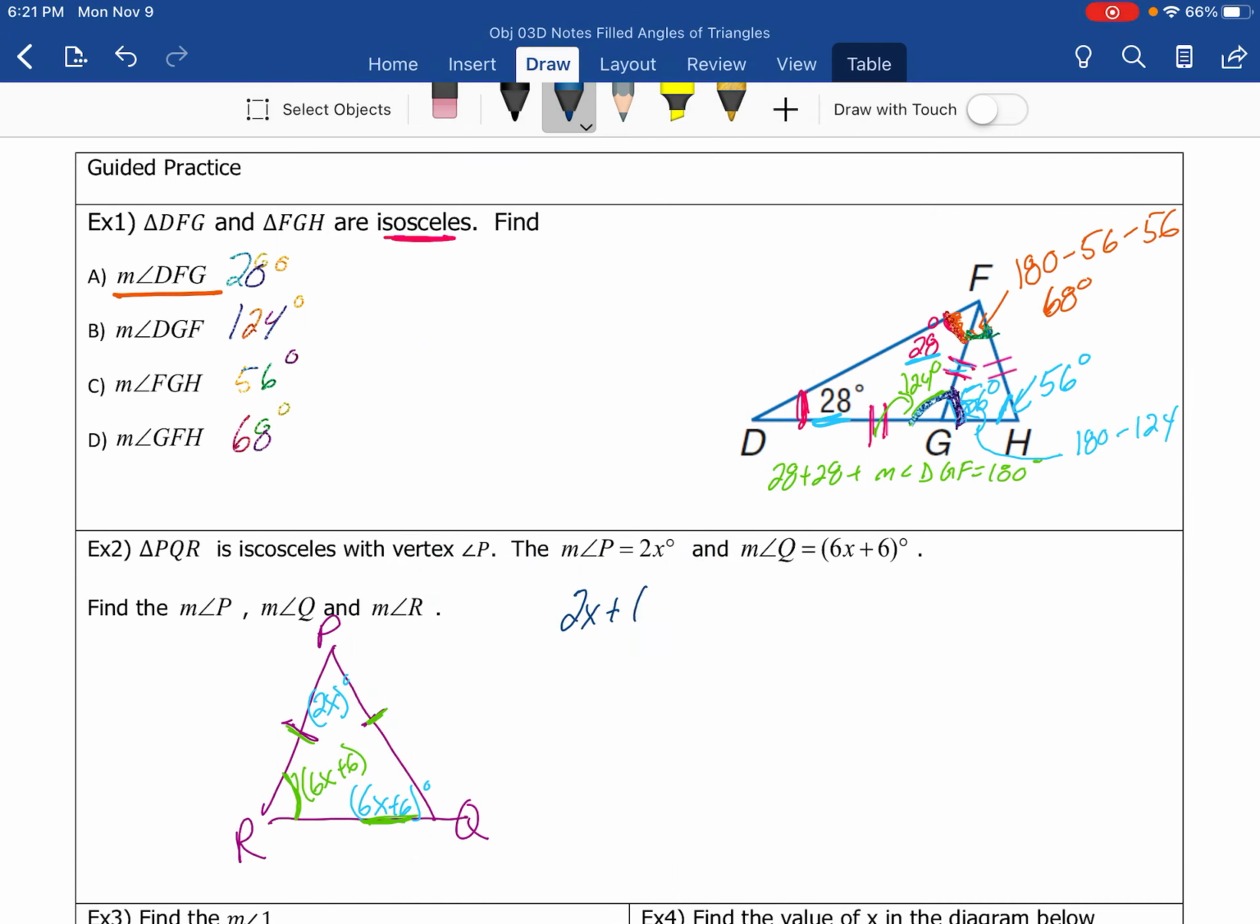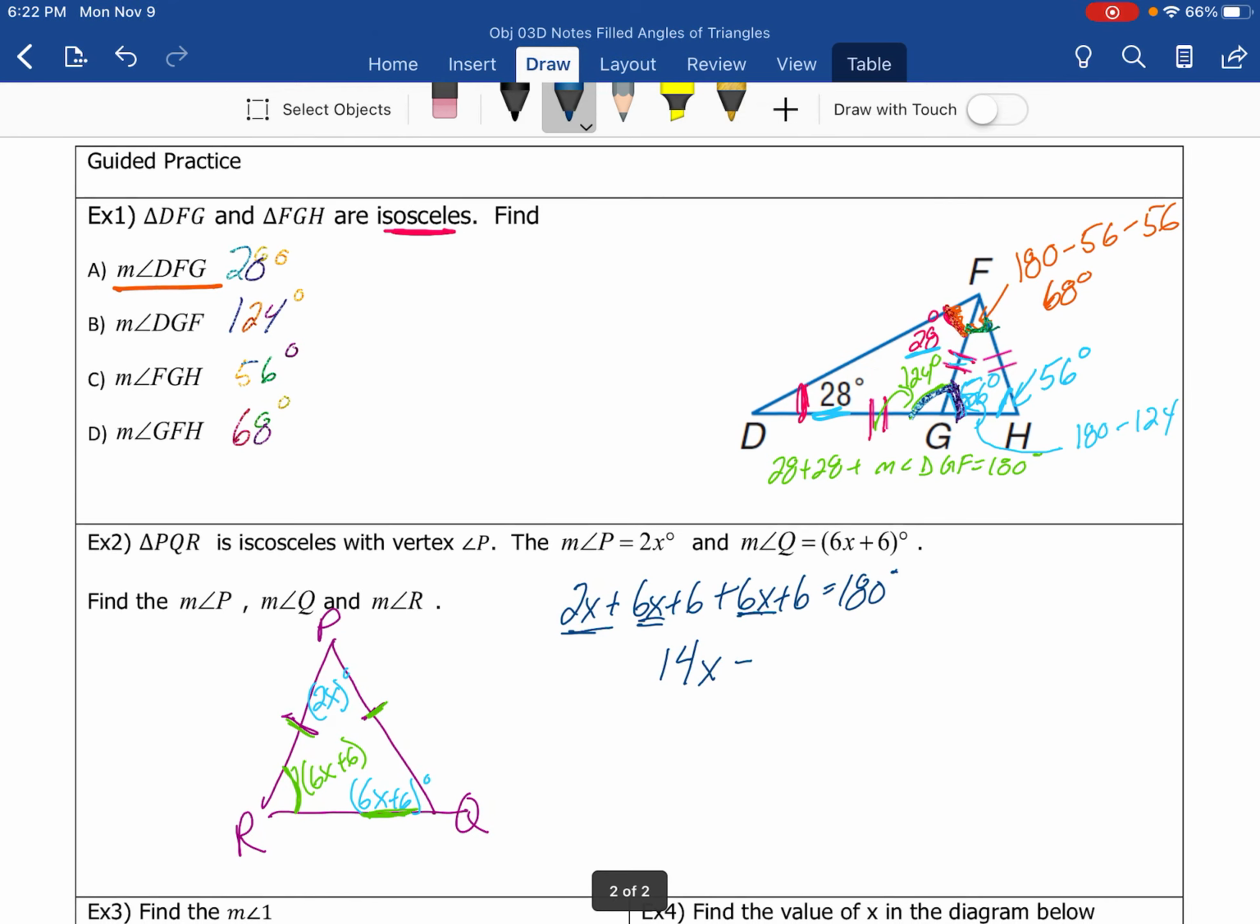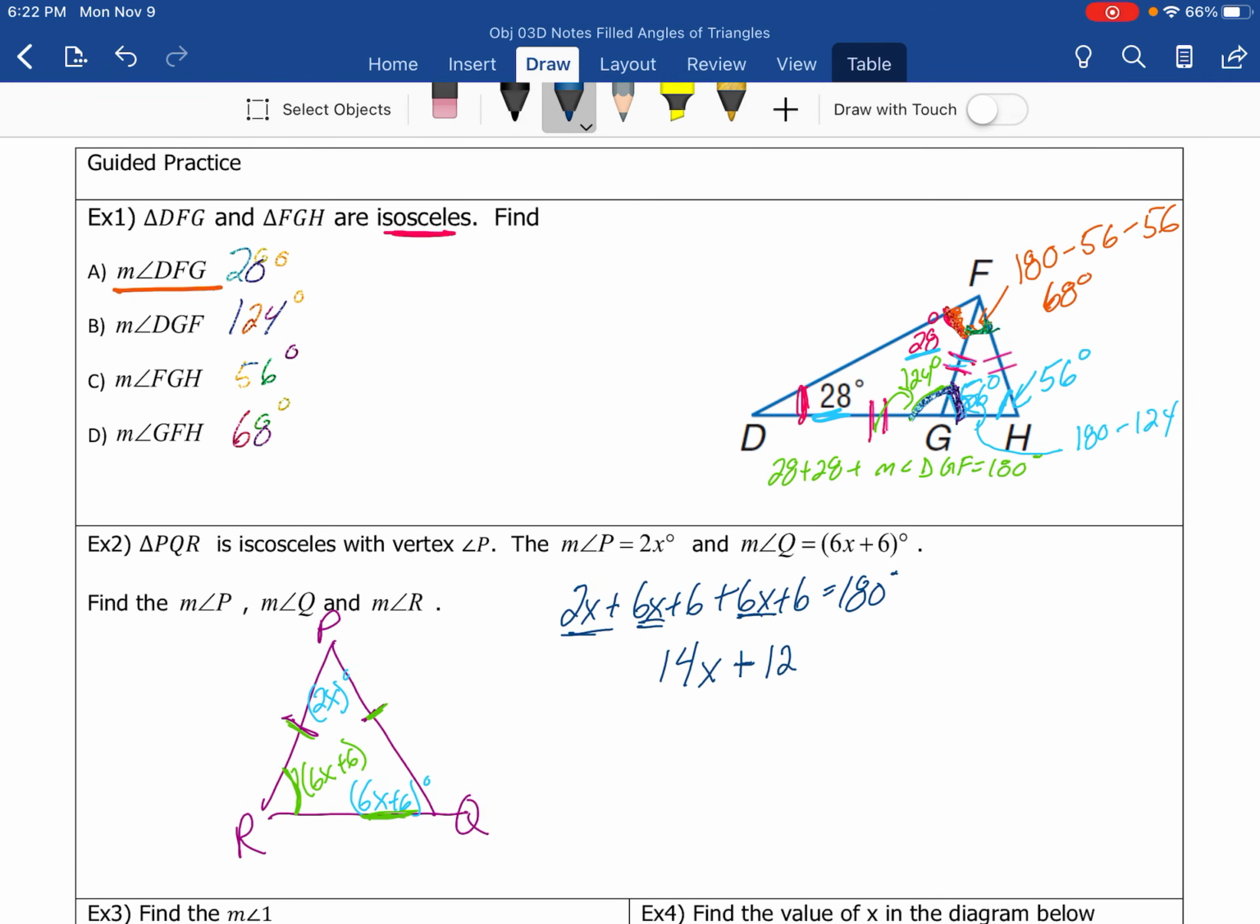So I know 2x plus 6x plus 6 plus 6x plus 6 is equal to 180 degrees. So 2x, 6x, and 6x is going to be 14x. Again, you just combine your like terms. You just add and subtract like normal if they're on the same side. Plus 12 is 180. I subtract 12, 14x is equal to 168. Divide by 14. x is equal to 12.